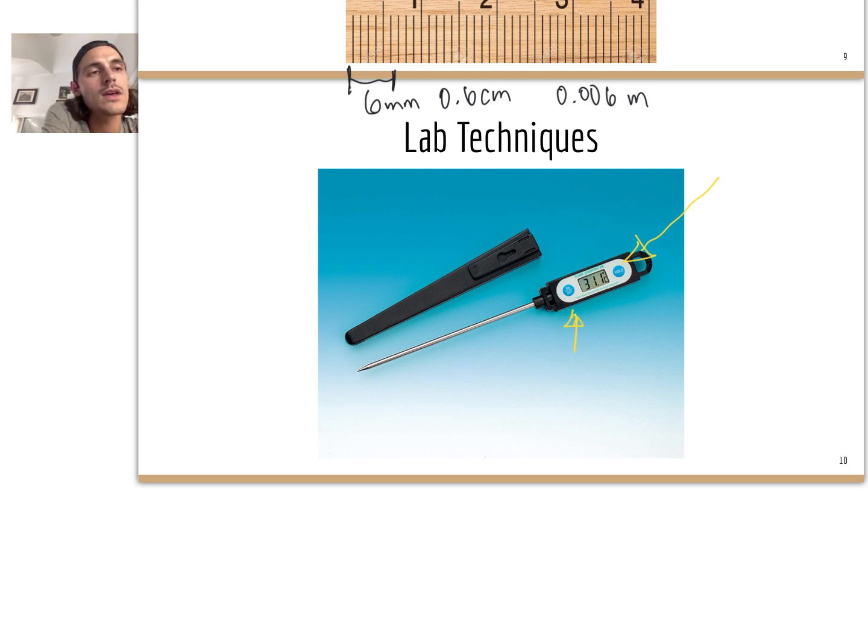And then the last thing with this is if it's reading in Fahrenheit, so if right here it says F, you need it to be in Celsius. So on the back, there's a little button and you can push. So like F/C, you'll just push that. It'll switch it to Celsius.